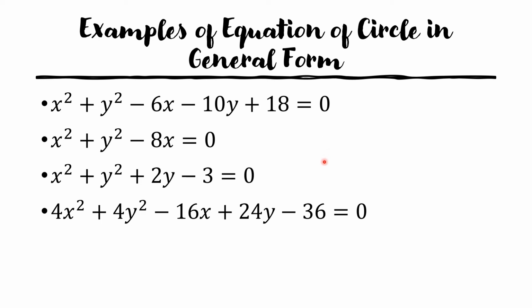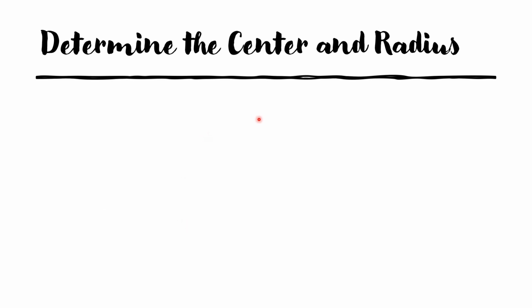So, kung mapapansin, yung c, d, and e can be equal to 0. Pero, yung coefficient ng x squared and y squared cannot be equal to 0. Pwedeng maging greater than 1, pero lagi dapat silang equal. Now, let's determine the center and radius of the circle. So, let's have example number 1.